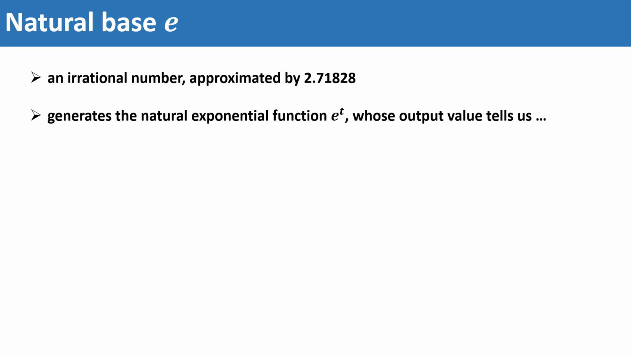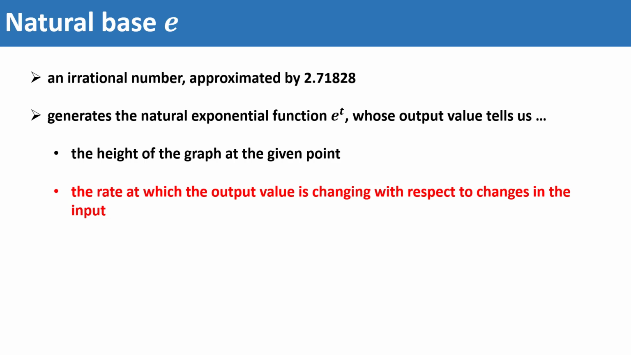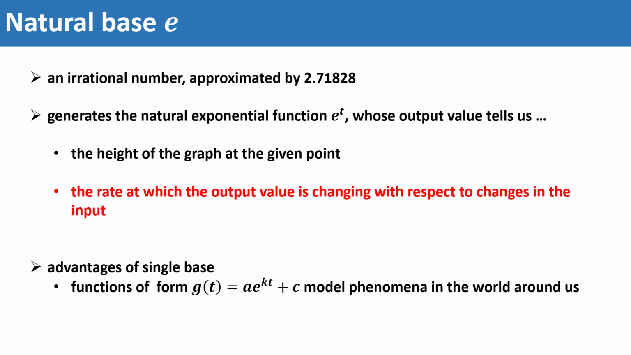One of the function's most important characteristics is that its output value tells us not only the height of the graph at the given input, but also the rate at which the output value is changing with respect to changes in the input. One of the main advantages of moving to a single base will be seen in subsequent sections where we seek to find the exact values of the constants a, c, and k in functions of the form g of t equals a e to the kt plus c that model phenomena in the world around us.